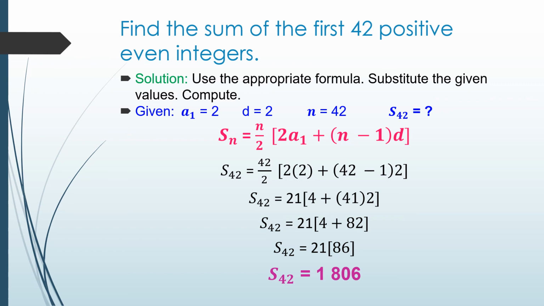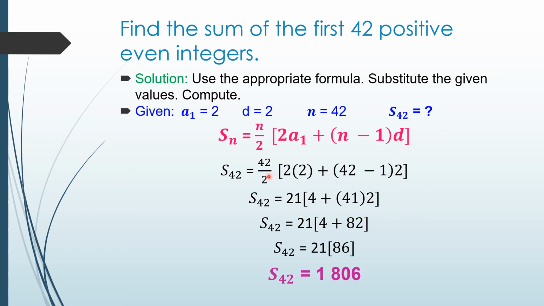Let's start. Let us substitute the given values. So we have S sub 42 is equal to 42 divided by 2. Then we have 2. Constant yon, so kopyahin. Then a sub 1 is 2. Ang n natin ay 42. Then constant yung minus 1. And then we have the common difference 2.